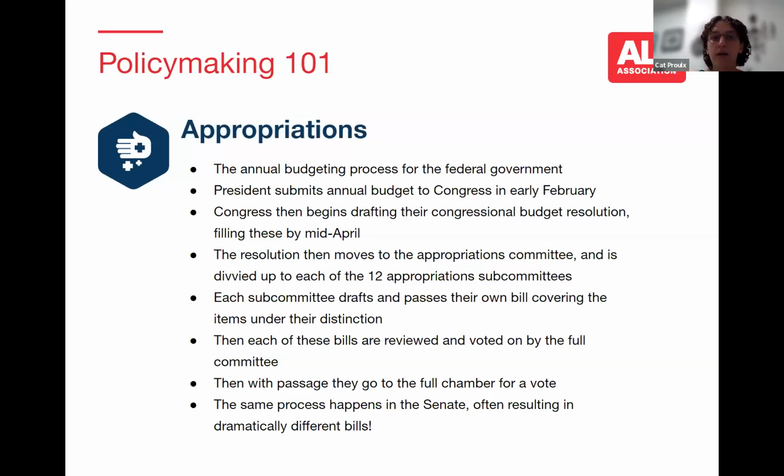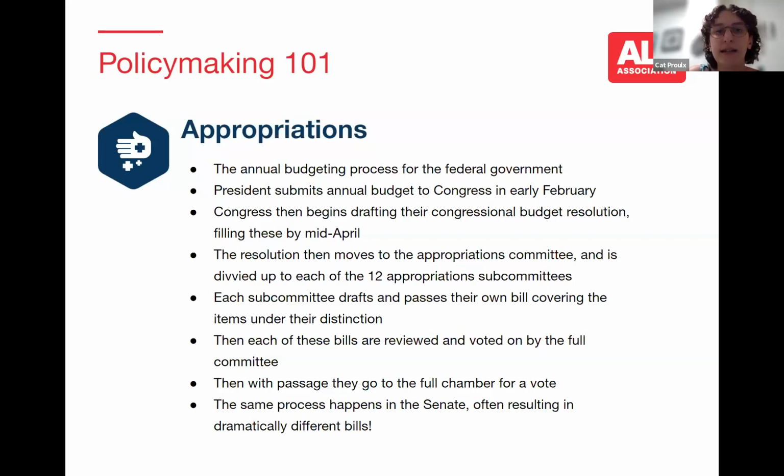But once the resolution is filed, it then moves into the Appropriations Committee, which is a really large committee in Congress. And that committee then breaks the resolution up for all of the appropriations subcommittees, which are especially specialized on the different facets of the different departments and initiatives that are funded by the federal government. So the subcommittees then get to work on reviewing the resolution and drafting their own appropriations bills that cover the federal programs that fall under their jurisdiction. And that's called 302B allocations.